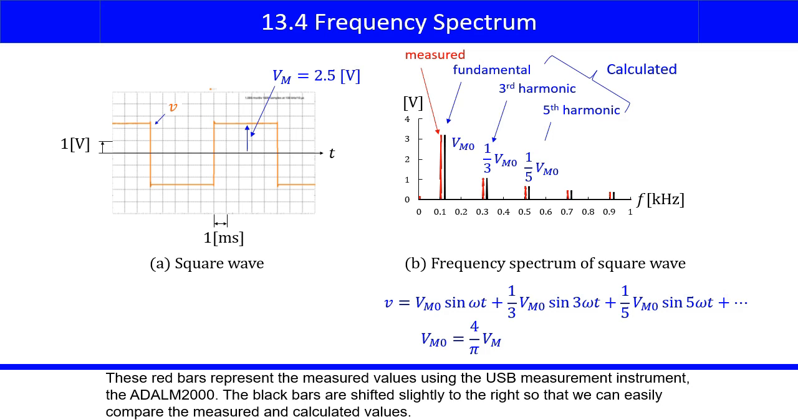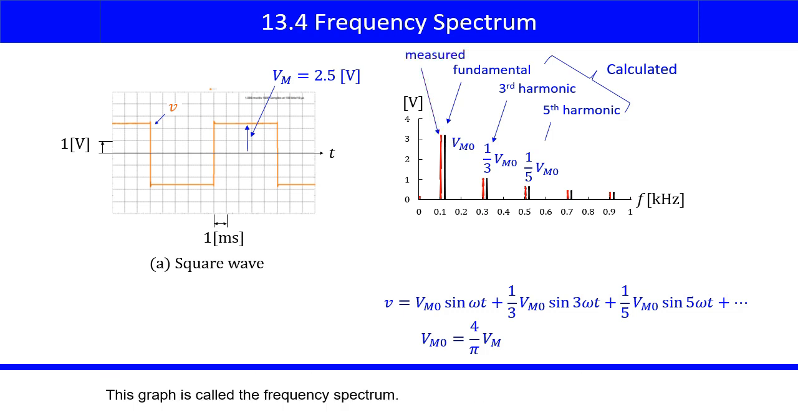These red bars represent the measured values using the USB measurement instrument, the ADALM2000. The black bars are shifted slightly to the right, so that we can easily compare the measured and calculated values. This graph is called the frequency spectrum.